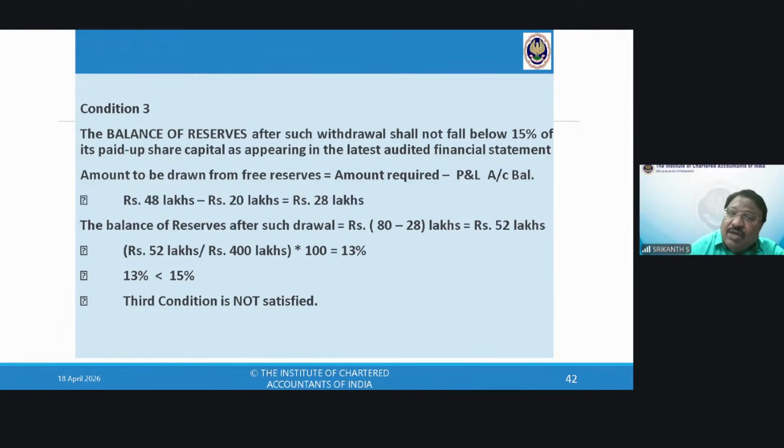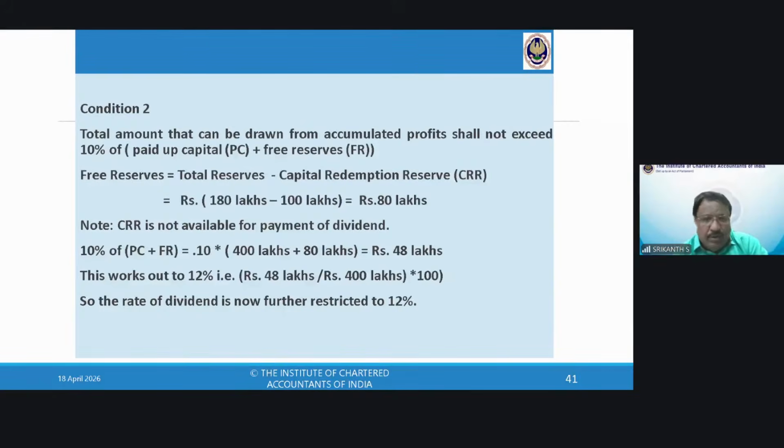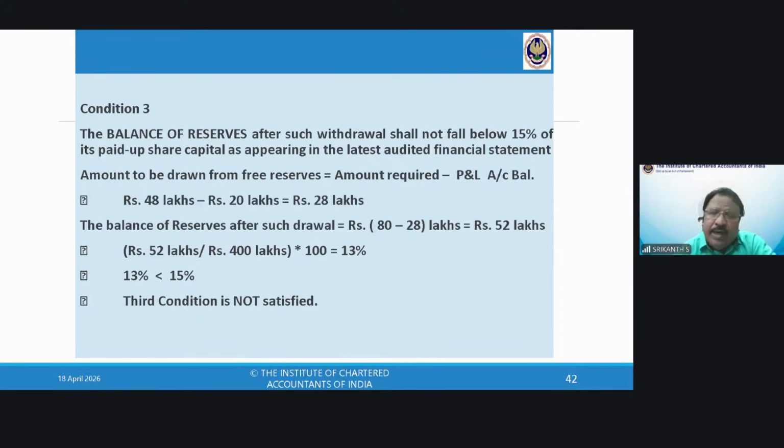Balance of reserves after the drawal, you can take it both ways. Either way you take, it will come to the same thing. You will get 48 minus 20, 28 lakhs. Now this 28 lakhs will be drawn. After you draw 28, you are having 52. Whereas how much should you maintain? 15% of 400 lakhs, right?